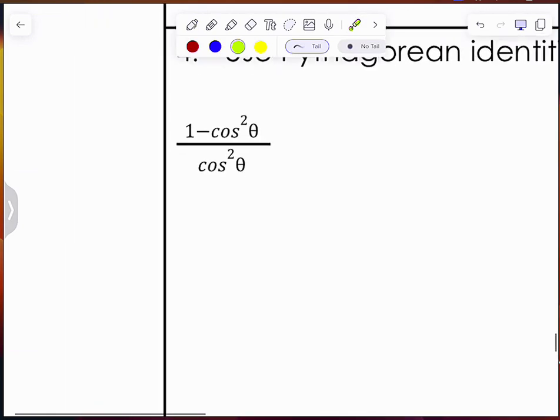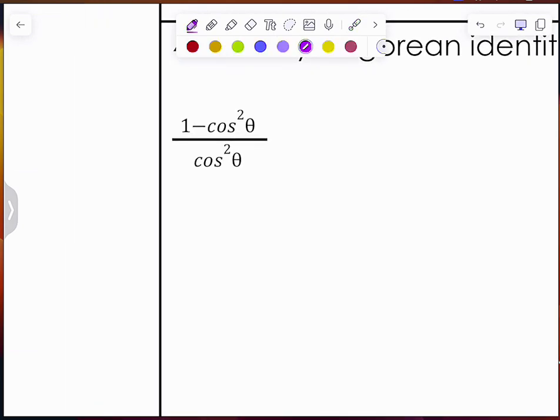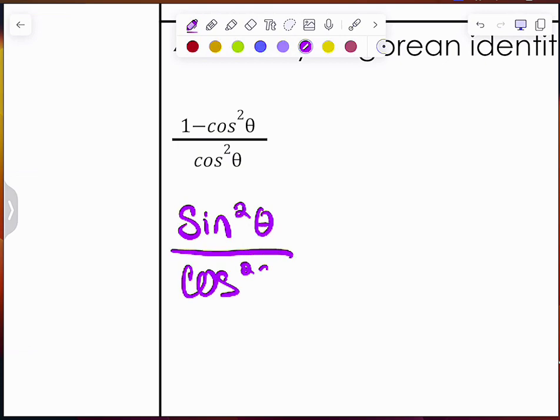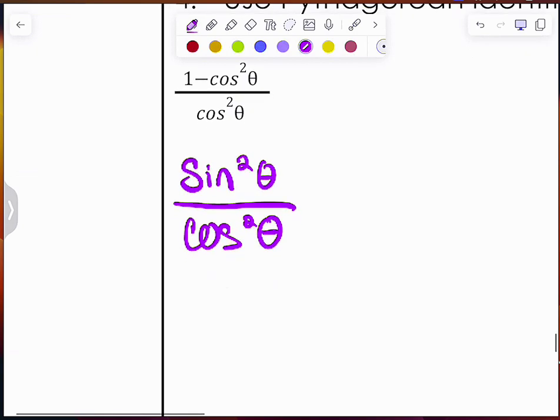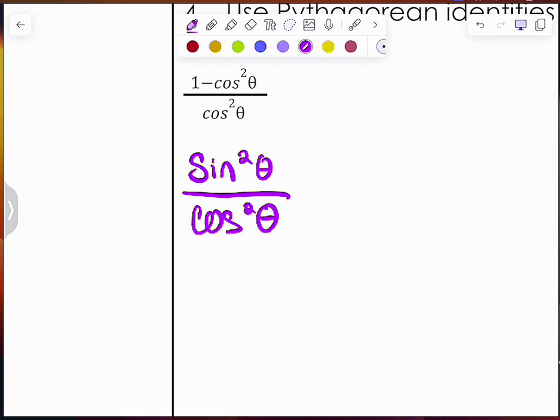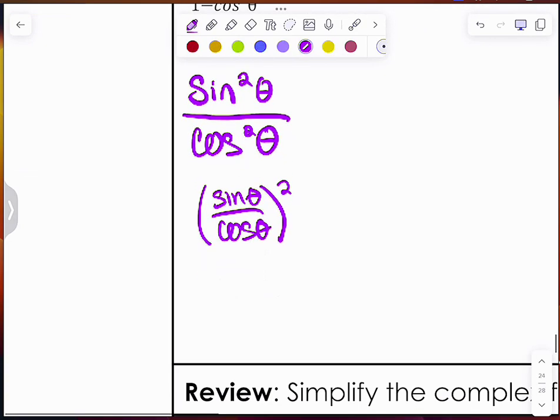Okay, so let's use this one. 1 minus cosine squared equals sine squared, and we are allowed to know that. I don't have to show any work for that. I can just have that memorized. So I can, in one step, replace this sine squared theta divided by cosine squared theta. I'm going to show a middle step, but again, you could probably skip this. Sine over cosine squared is going to be the same as saying cotangent squared theta.